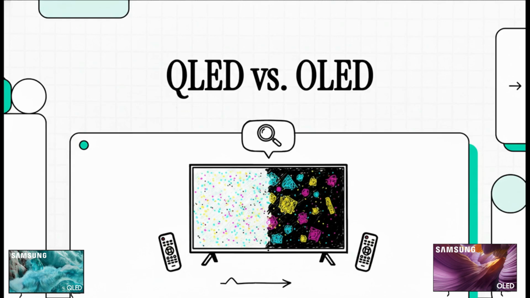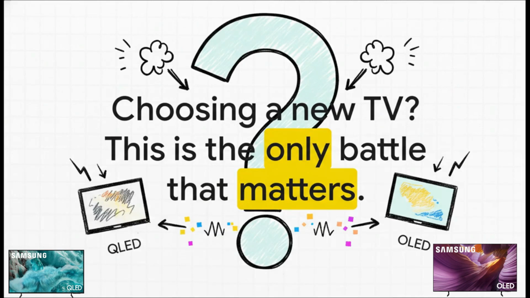So, let's settle this. You're out there shopping for a great new TV, and you see these two names everywhere, QLED and OLED. I mean, they sound almost the same, right? But the tech behind them is worlds apart. So what's the real difference? And which one is actually the right one for your living room?